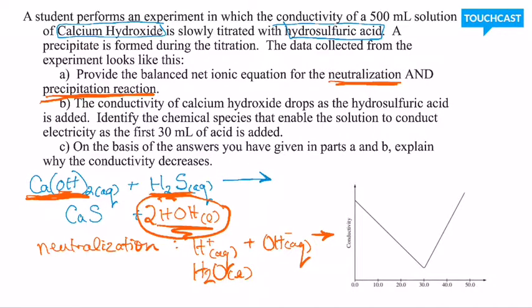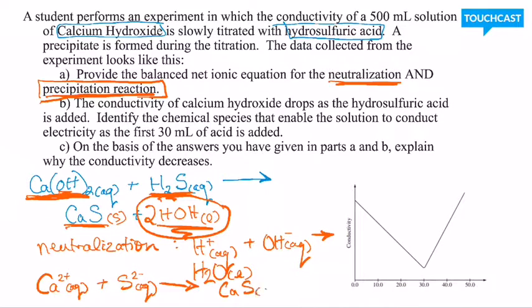The next one wants a net ionic equation for the precipitation. So that must mean that this product right here produces some kind of precipitate. And you can check your solubility rules, but that is an insoluble product. So for this guy, we're going to have calcium ions dissolved in water, combining with the sulfide ions in water. And when they find each other, they're going to make that insoluble product, calcium sulfide. Okay, so let's keep going.